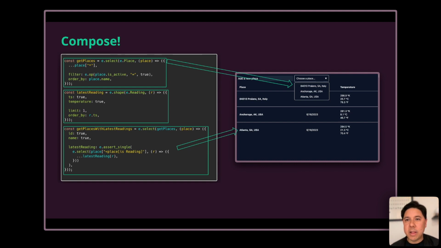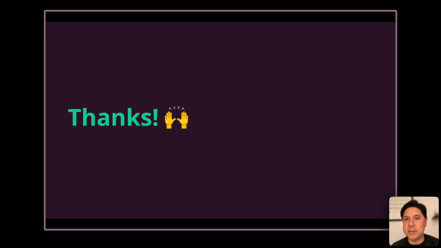I'm still polishing up this example code, but we'll be posting it to our examples repo on GitHub. It'll be named something like Next.js, Python, Weather, Monorepo, something like that.